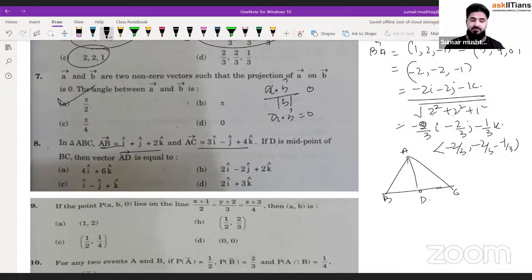What you need to do is find the midpoint. 3 plus 1, that is 4. 4 divided by 2, that's 2, so 2i. This plus this, that will be 0, so the j coordinate is 0. This plus this, 4 plus 2, that is 6. 6 by 2, that's 3, so 3k. So this is the option. Easy, easy.